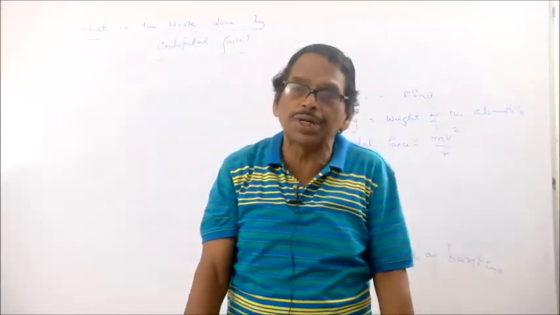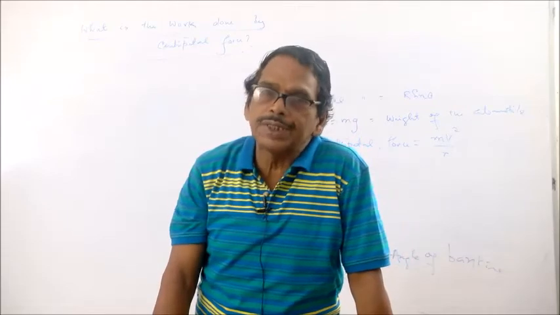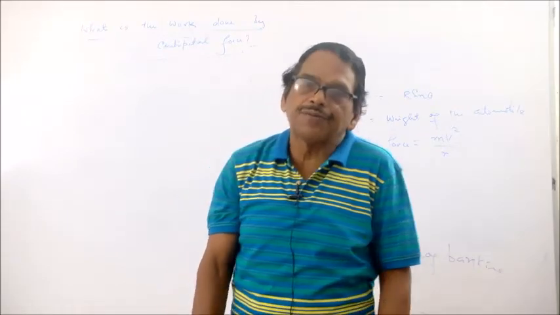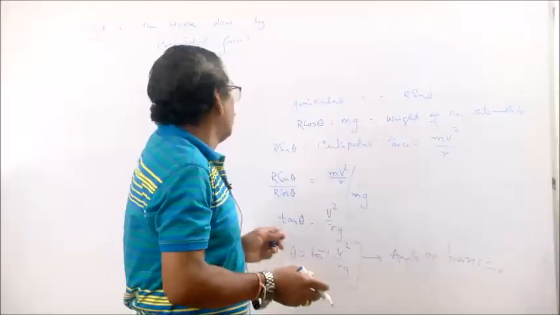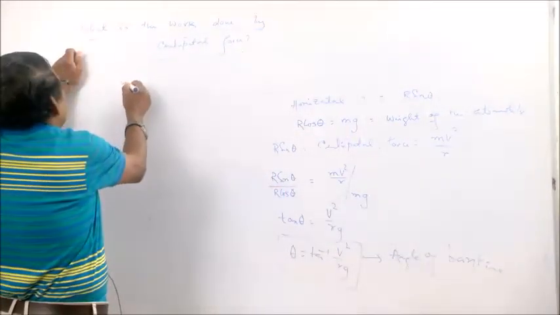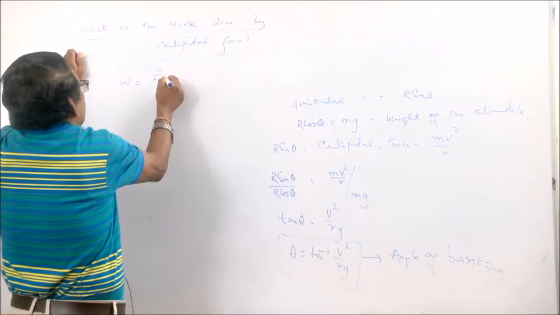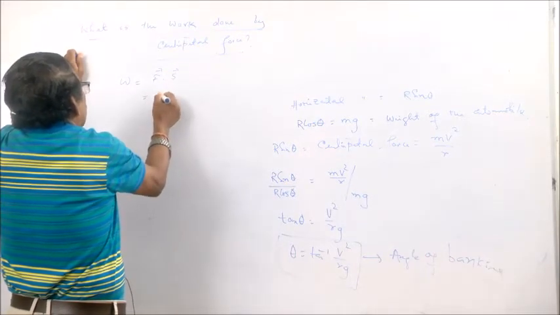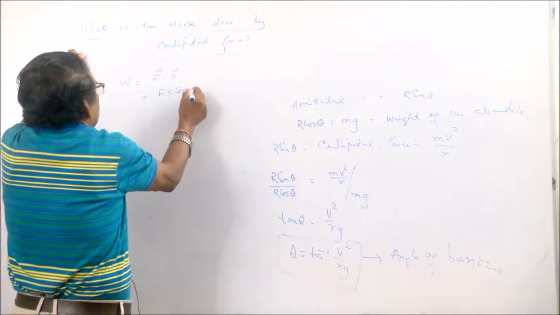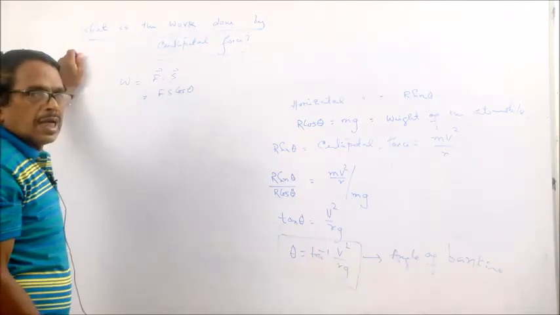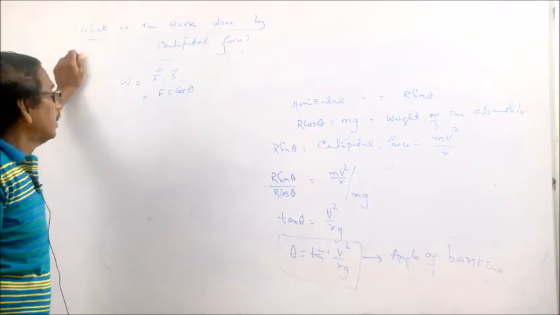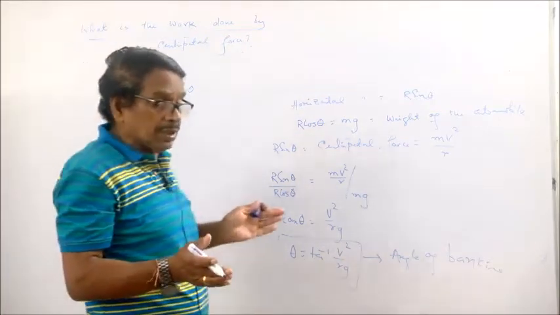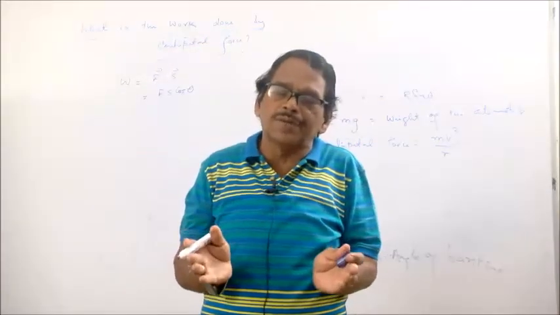What is work done? As you know, work is force dot displacement. Force is F, S is the displacement. So, work W is equal to F dot S, that is Fs cos theta, where F is the force and S is the displacement, and theta is the angle between force and displacement. So, in this case, what is the direction of force and what is the direction of displacement?